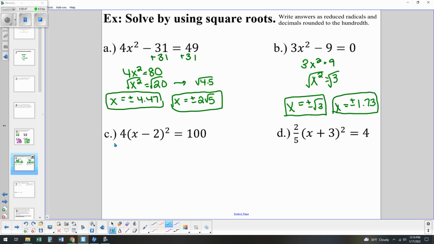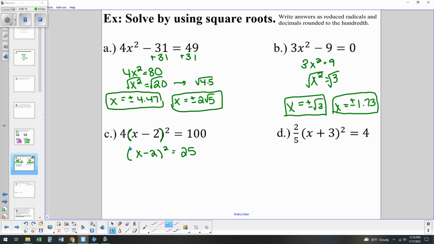In part C, not just the x is being squared, the entire set of parentheses is being squared. So I need to get the entire set of parentheses alone. I could do that by dividing by 4. I can't distribute the 4. Can't distribute if there's a power, but I could divide both sides by 4, so that I'm left with (x minus 2) squared equals 100 divided by 4, which is 25.